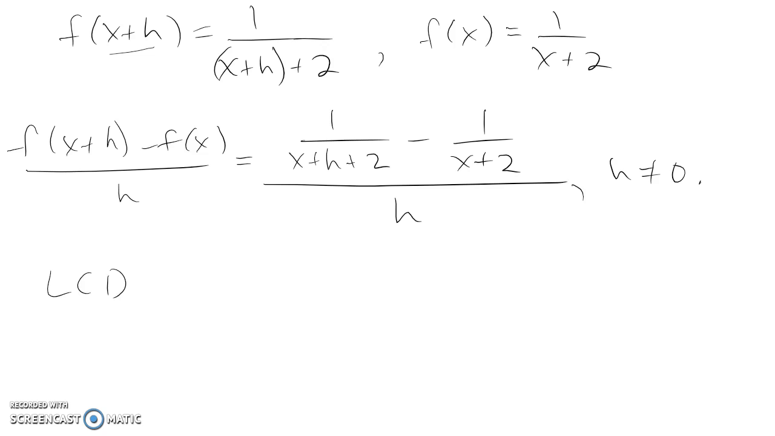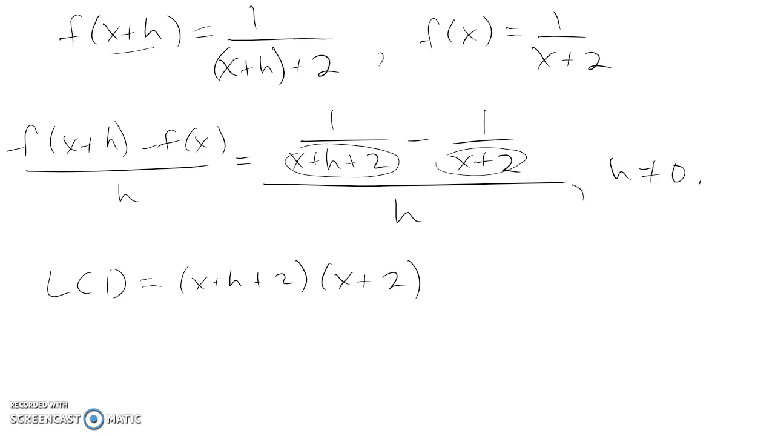Alright, so now if we find the LCD of the two denominators we have, we see that it's x plus h plus 2 times x plus 2. Remember that an LCD is something that both denominators can become by multiplication. So it wouldn't be enough to use x plus h plus 2, because x plus 2 can't become x plus h plus 2 by multiplication, only addition. So when that happens, we need to use the entirety of both denominators.